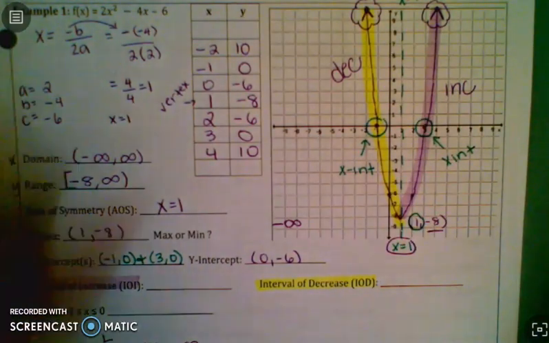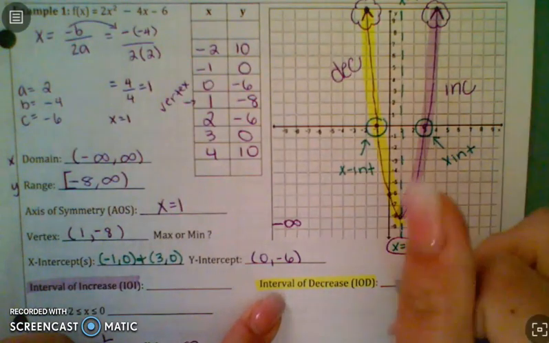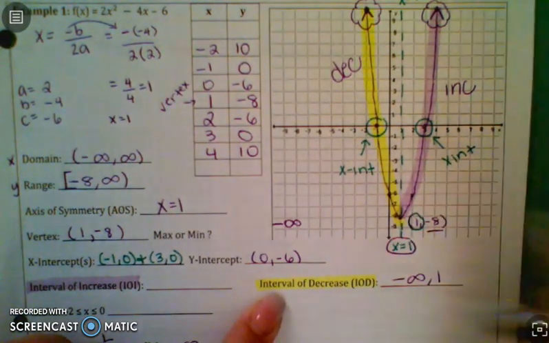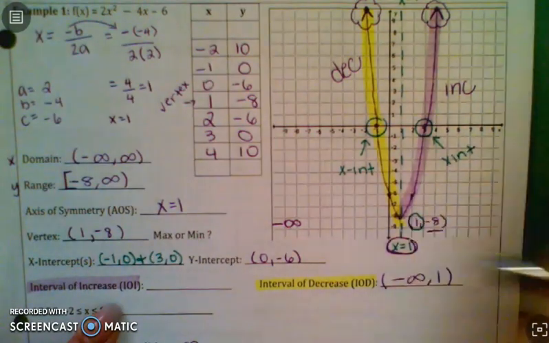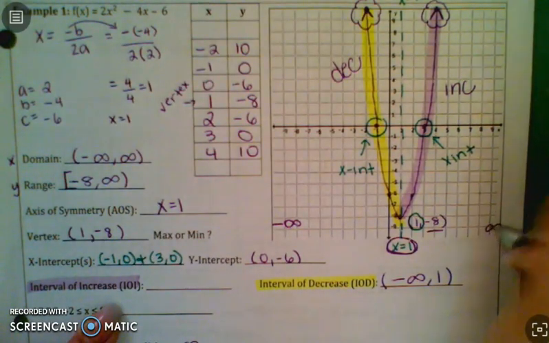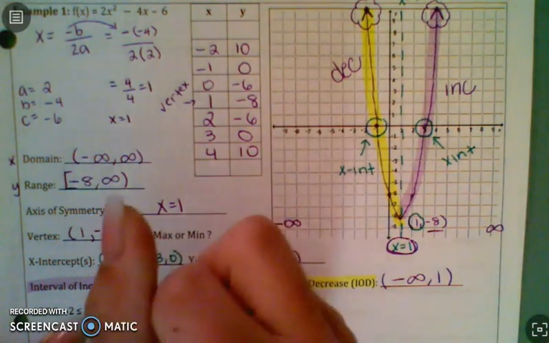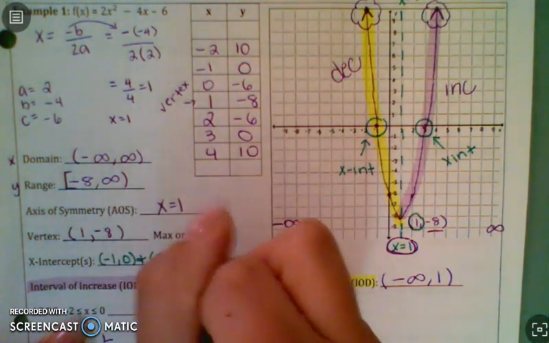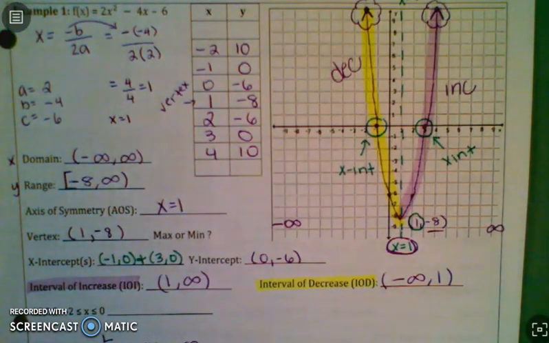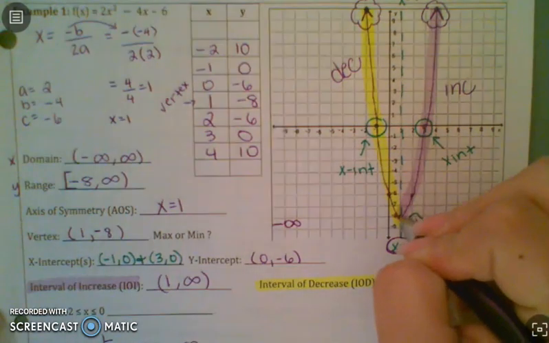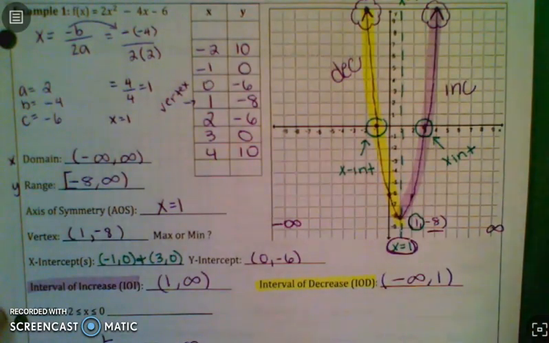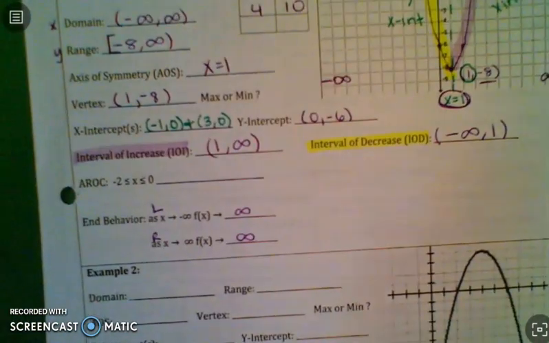So my interval for this left side, my decrease side, is going to be negative infinity to 1. And they're going to get parentheses. My increase side starts at 1 and then goes to the right side, which is infinity. So it's going to be 1 to infinity, and it gets parentheses. It gets parentheses because when you're here at this vertex, it's not increasing or decreasing. So you're going to put parentheses on it.